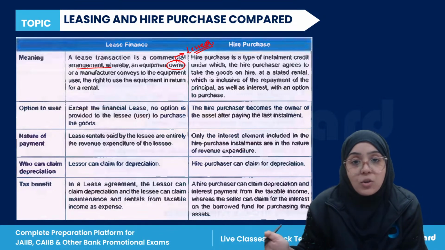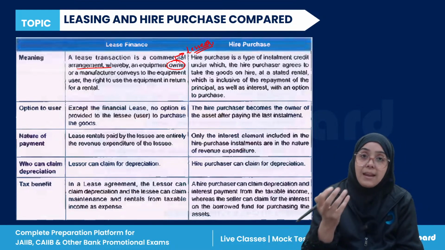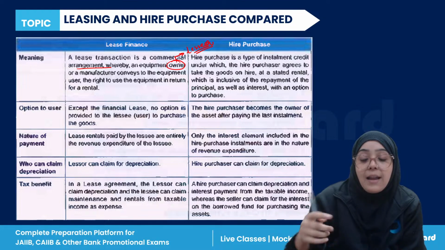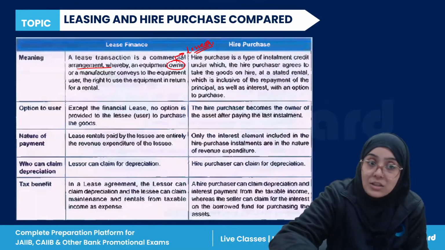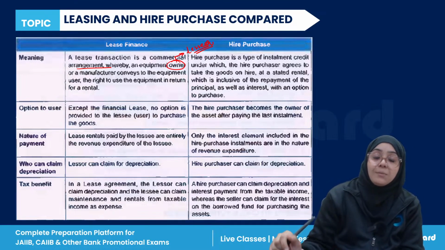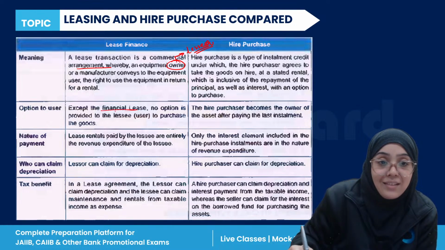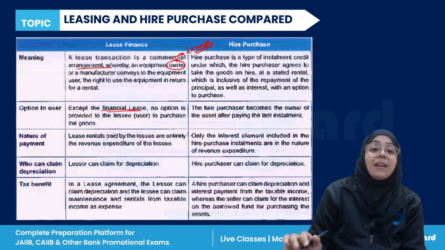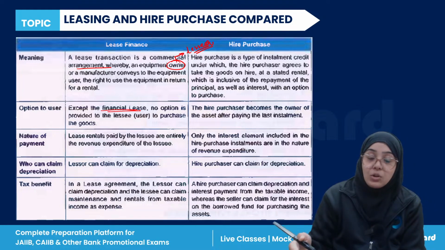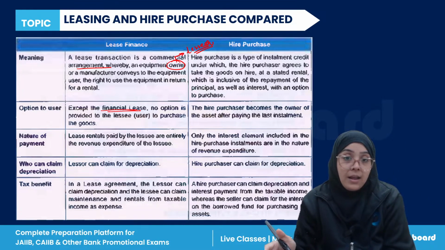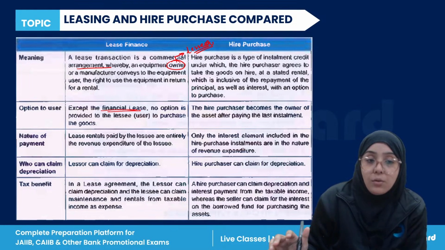Whereas in hire purchase, there is a hirer and a hiree. The hirer is the one who is taking that good and paying the installments, and the hiree is the person who is selling the asset. Clear? Now, option to use: in lease financing, except in the financial lease, there is no option that the lessee has to purchase the good. Whereas in hire purchase, at the end of the contract, the hirer becomes the owner of that particular good.